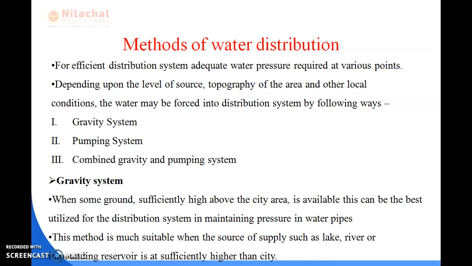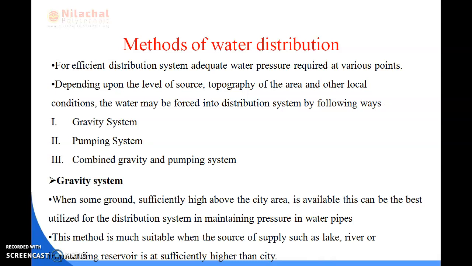So in which system can we distribute the water to the consumers? In the previous slide we also discussed that we have to give an adequate amount of water and the required pressure to the consumers. To supply the water, we first have to see the topography of the area and the population of the area. After that we can supply in the distribution system by the following ways: the gravity system, the pumping system, and the combined gravity and pumping system.